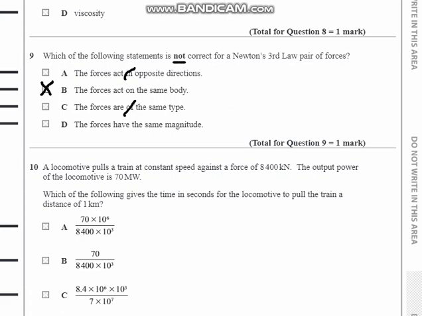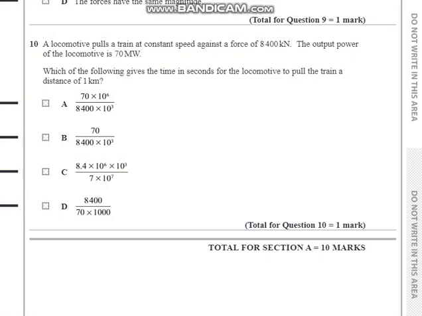Moving on to the final question. The 10th question is, a locomotive pulls a train at constant speed against a force of 84,000 kilonewton. The output power of the locomotive is 70 megawatts. Which of the following gives the time in seconds for the locomotive to pull the train a distance of 1 kilometer?